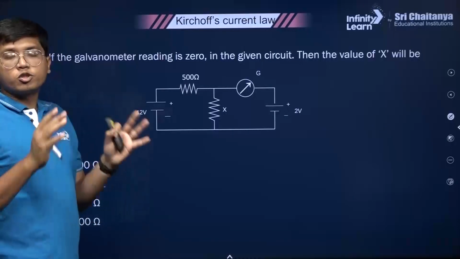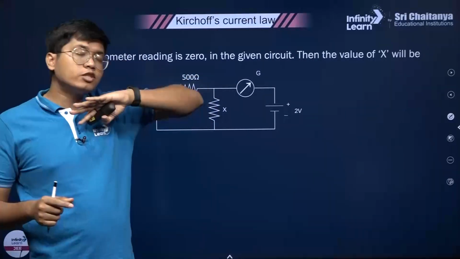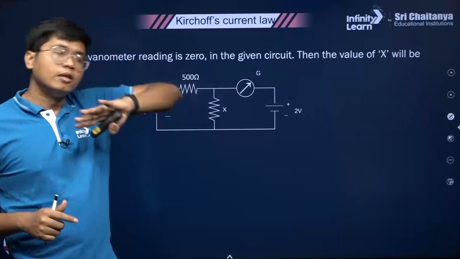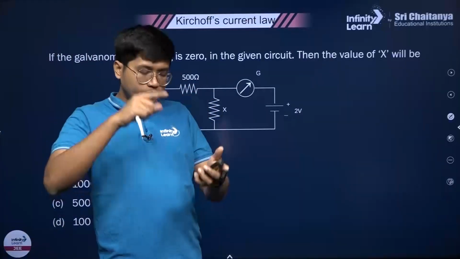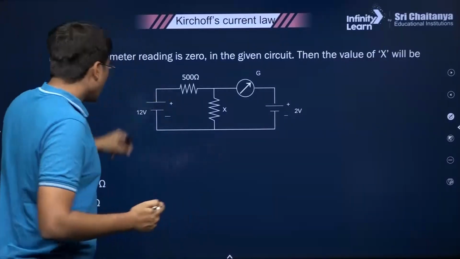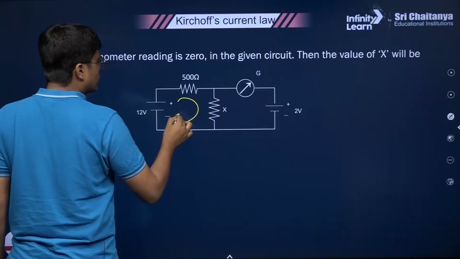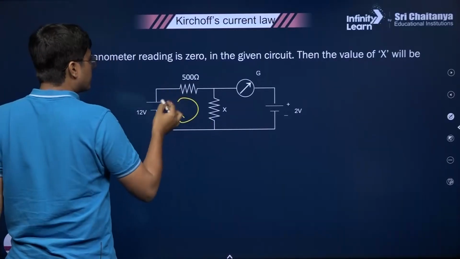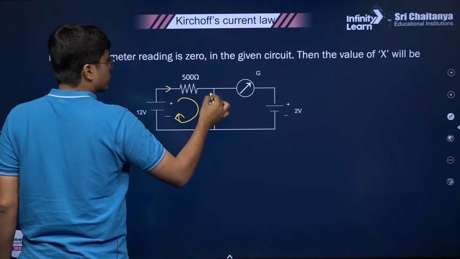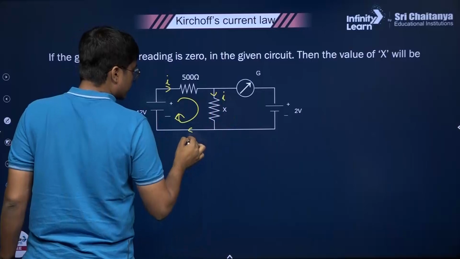And I'll show you how, for multiple branched networks, you can choose any loops that you want, move in any direction that you want, and you'll still get the final answer correctly. First up, let's choose this loop here and we'll move in this direction. The current, I'm assuming, is flowing over here. This is I, this is also I, right?